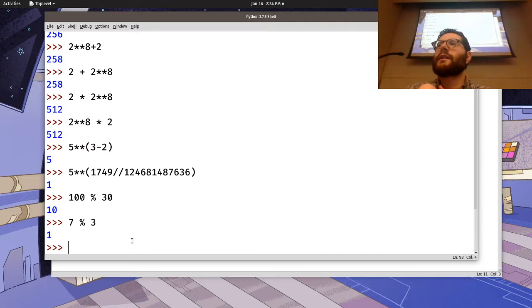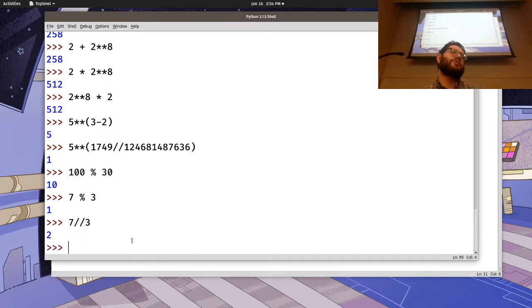Which gives us 1. Because 7 divided by 3 gives us 2. We can go into there 2 times. If we go into there 2 times, that means we subtracted 3 times 2 out of it, which is 6. And that gives us a remainder of 1. Right? You can think of divide as giving you the quotient and modulo as giving you the remainder.